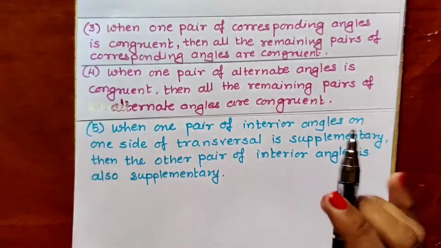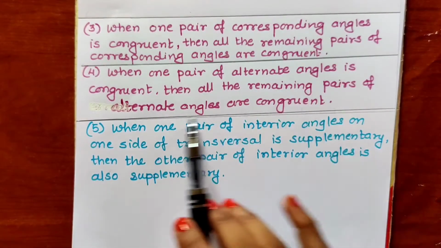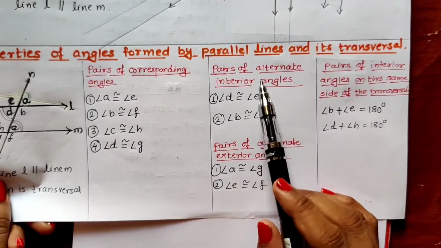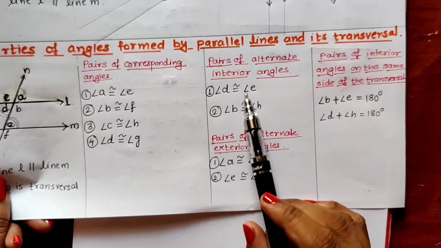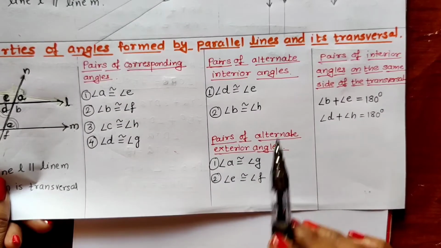Now the next one: when one pair of alternate angles is congruent, then all the remaining pairs of alternate angles are congruent. Here, from these four pairs, there are two types of alternate angles. One is interior and another one is exterior. So from these four pairs, if any one pair is congruent, the remaining pairs will be congruent.